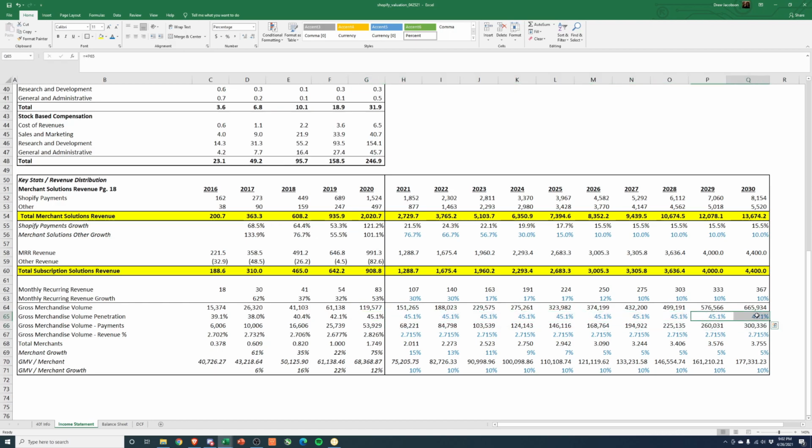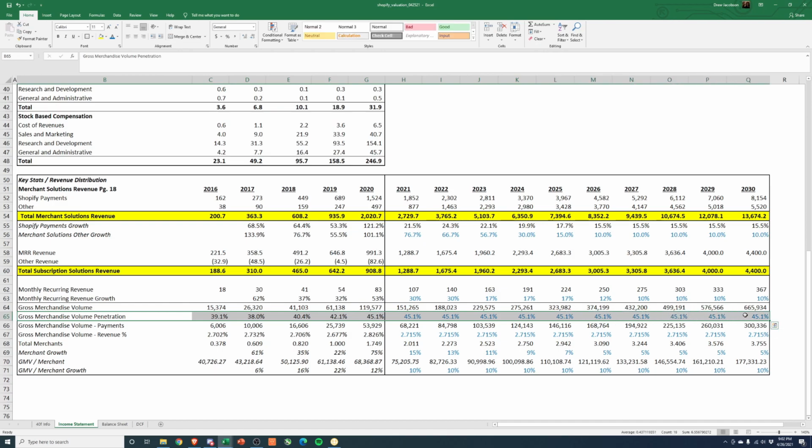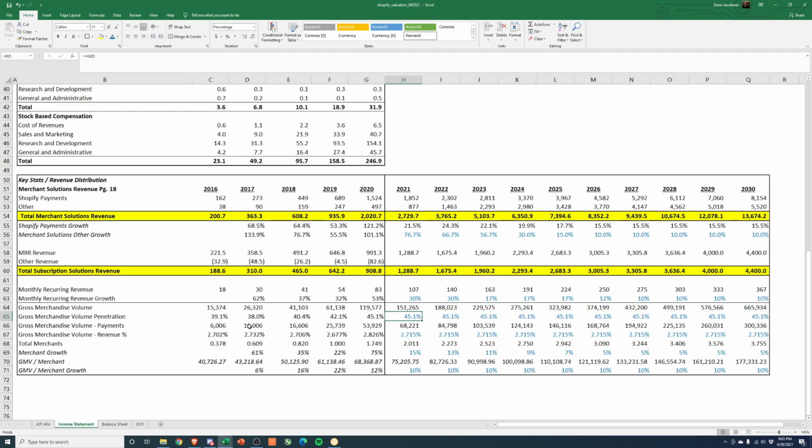So I think leaving it at this is probably aggressive. And what this is, the gross merchandise volume penetration, is the amount of sales that goes through their payment processing on the websites. There are people that use Shopify as the platform and sell goods, but they use a different payment processor. So I think that this is fair, and I think that's a fair assumption. You could tweak it, have it increase, have it decrease, and download the model. Feel free to do so.